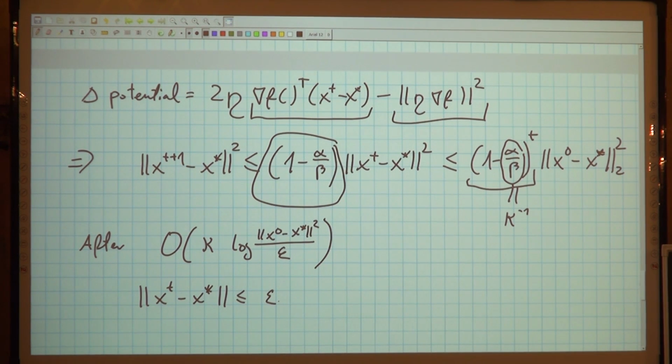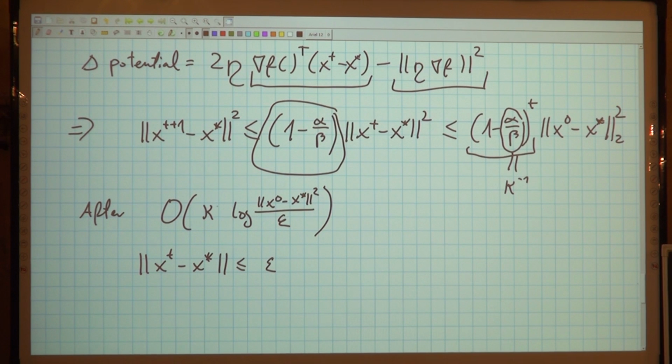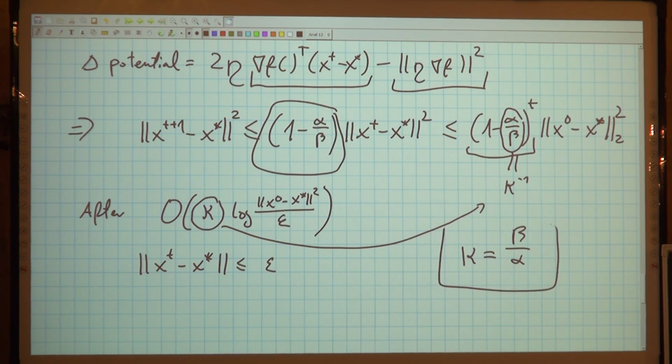So it tells me that the rate of convergence of the algorithm really depends on this kappa, which again is just beta over alpha, and this quantity actually has a name: the condition number.